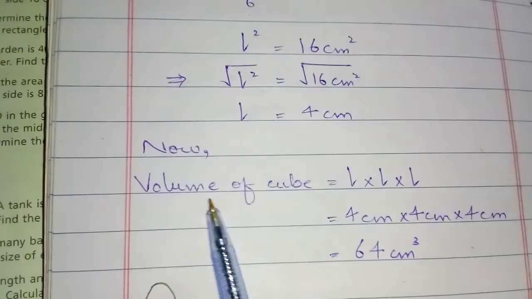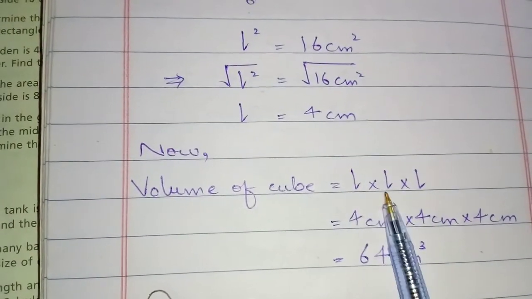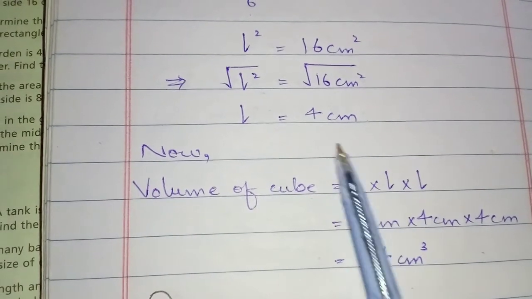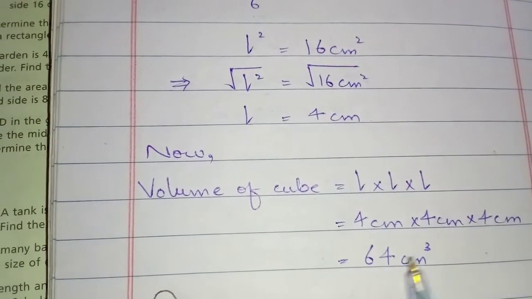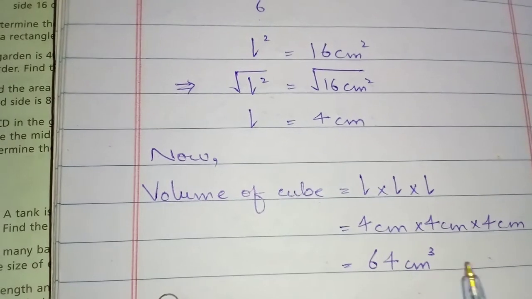Now we have to find the volume of the cube, that is equal to length multiplied by length multiplied by length. So 4 centimeter multiplied by 4 centimeter multiplied by 4 centimeter, that is equal to 64 centimeter cube.